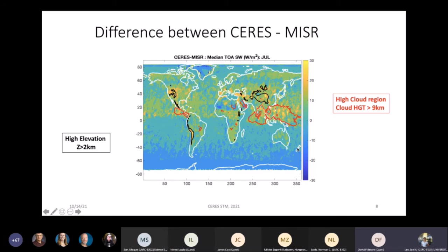This time we can look at the difference map, CERES minus MISR, to see where they are most different. In general, MISR shortwave is a few percent lower than CERES, and the stripes are from MISR narrow swath sampling. Differences were found over a high cloud region and also a high elevated region, and the cloud height is taken from the CERES SSF product.